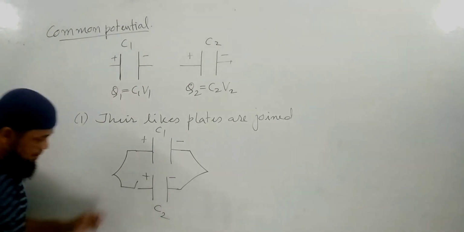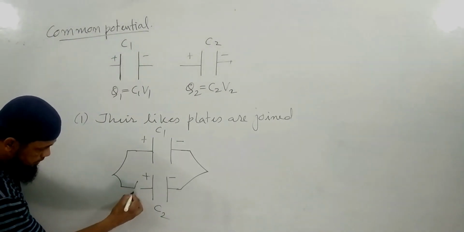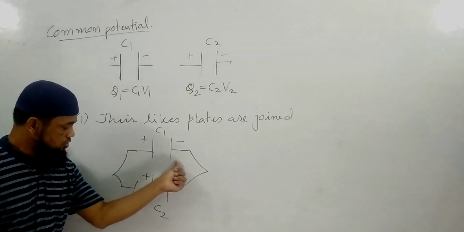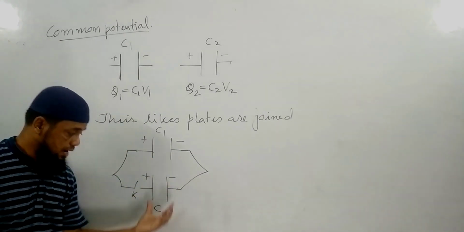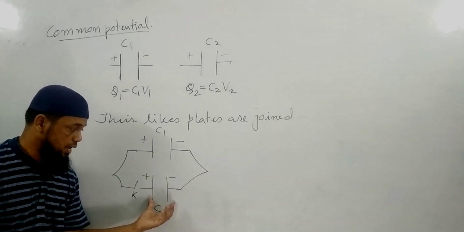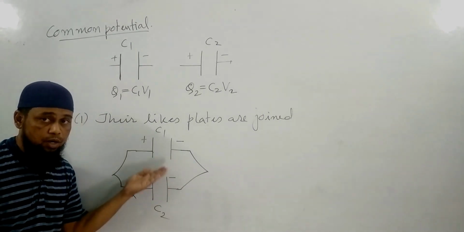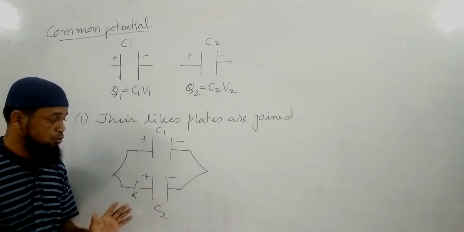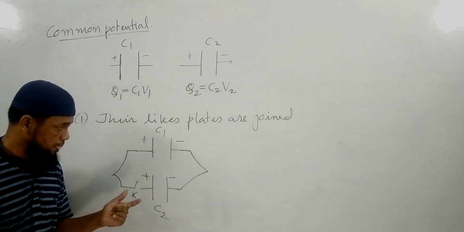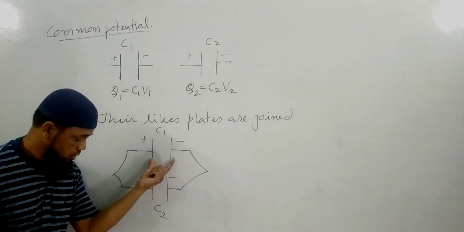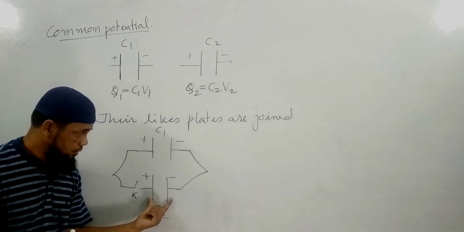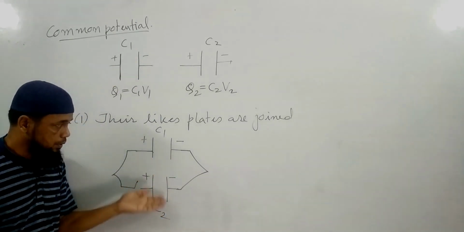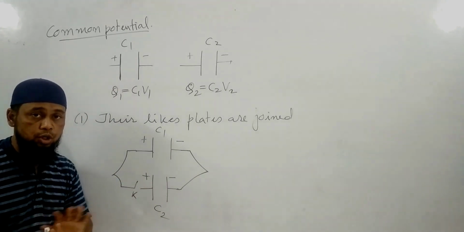This is C2. It is yet to be connected, so I am keeping a key, a switch. It's not yet connected. Across this one, the potential drop is V1, and across this one, the potential drop is V2. We do not know whether V1 and V2 are equal or not. If they are equal, no exchange of charge will take place because charge flows from high potential to low potential. So if the potentials of the two capacitors are the same, no charge will flow from one capacitor to another, and redistribution of charge will not take place.